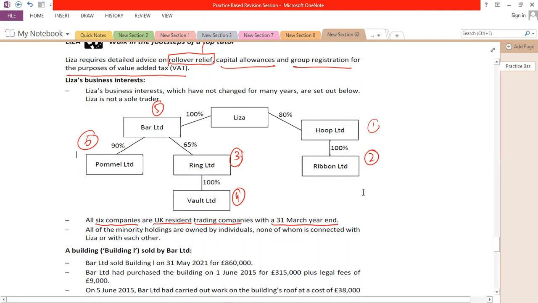Now, if you can see here that Bar Limited has 90% shares. So this is 75%. And Hoop Limited is a separate company. And Bar Limited has 65% in Ring Limited. This is not effective. So Vault Limited is not part. So we have a 75% gain group between Bar Limited and P Limited, right? One gain group is that.